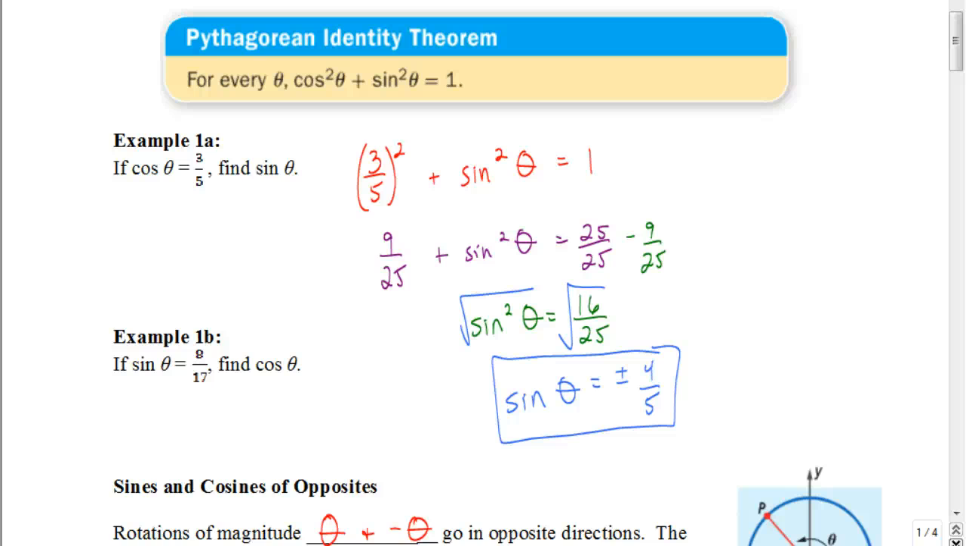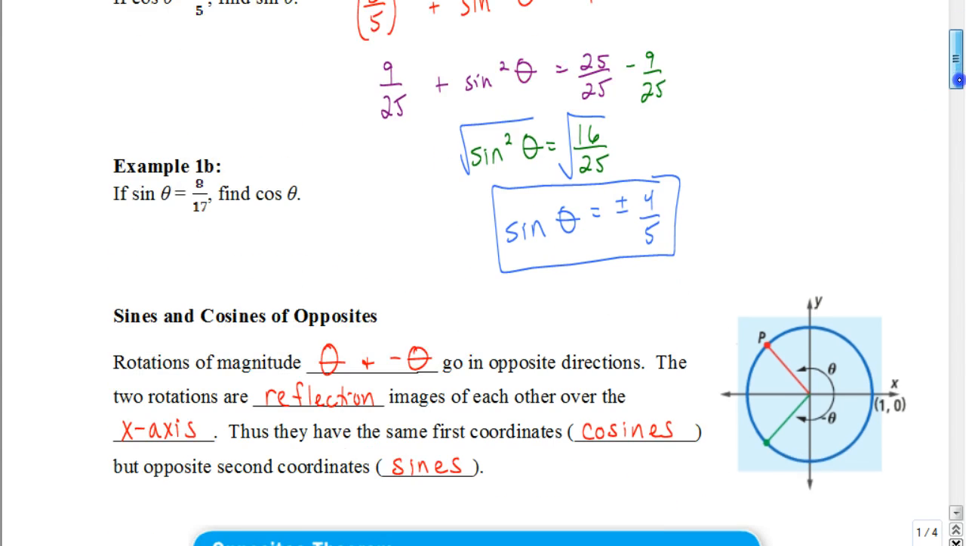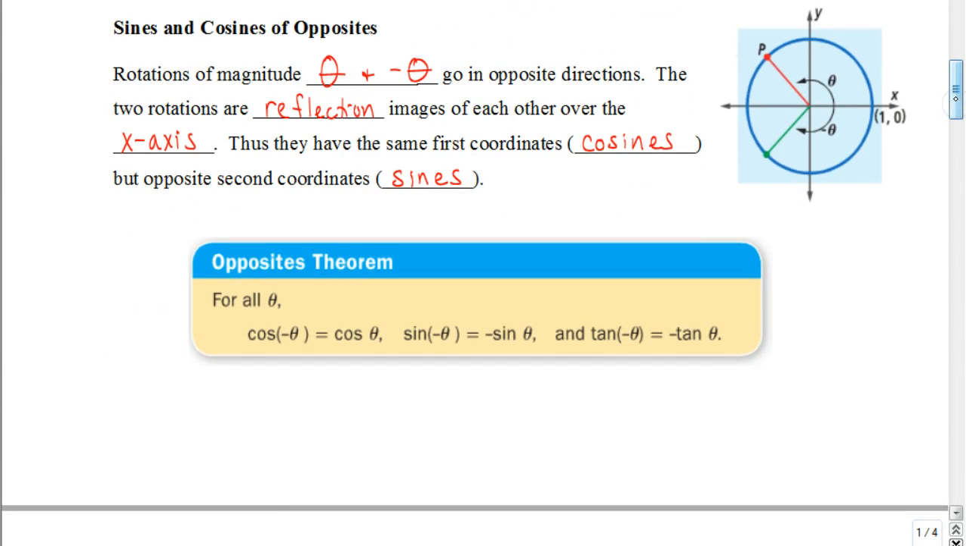We're going to skip example 1b. We're just going to go to the next identity, which is the opposites theorem. And the way this one works is it's saying that the rotations of magnitude theta and negative theta go in opposite directions. So here's what they're saying. If I have a rotation of 100 degrees, that would bring it over in quadrant 2. A rotation of negative 100 degrees would bring it over this direction.